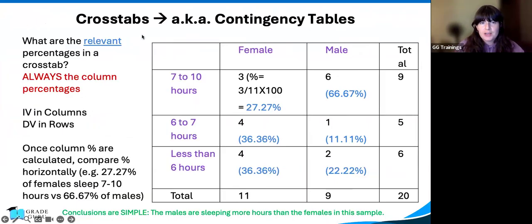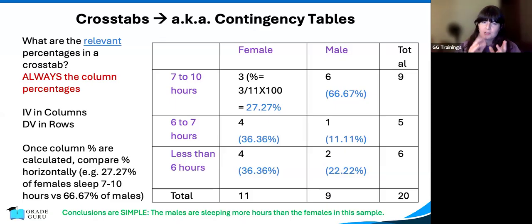A crosstabs question is very simple calculations, very simple conclusions. Because this is not a test of significance, our conclusions are going to be really basic and very visible. Whenever we get a cross table like this, our independent variable is always going to be in the columns. So here, female and male are categories of the independent variable, biological sex. And your rows, 7 to 10 hours, 6 to 7, less than 6, those are ordinal categories for number of hours of sleep.